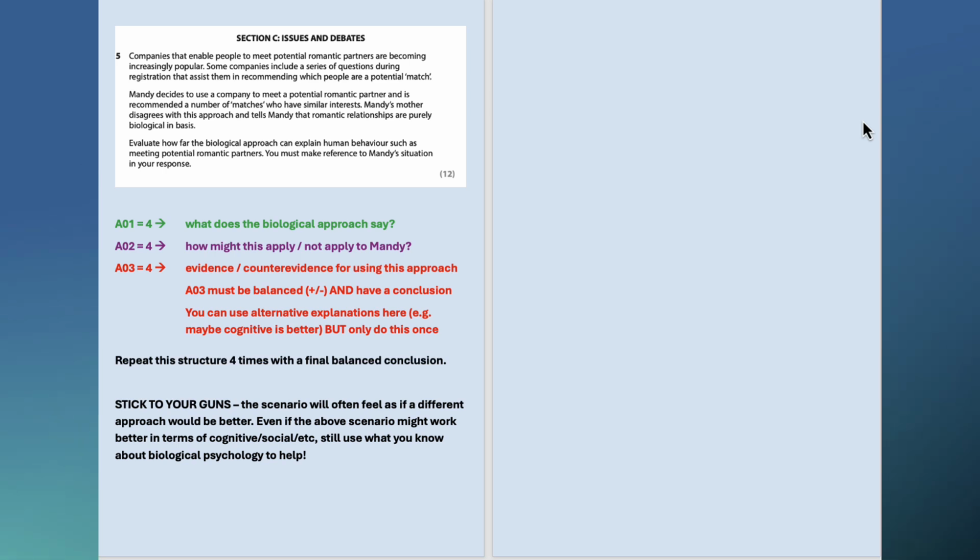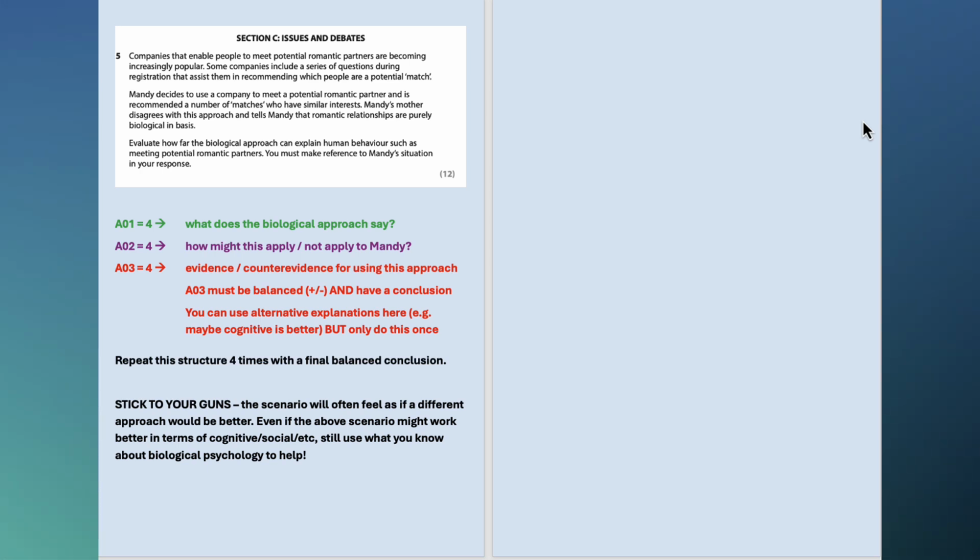Don't suddenly go, well, I disagree completely that it's biological and I'm going to talk about cognitive for the rest of the essay. Don't do that. Use it as an alternative, but otherwise stick to your guns about the approach being asked, in this case, biological. You're going to repeat that structure 4 times with a final balanced conclusion.